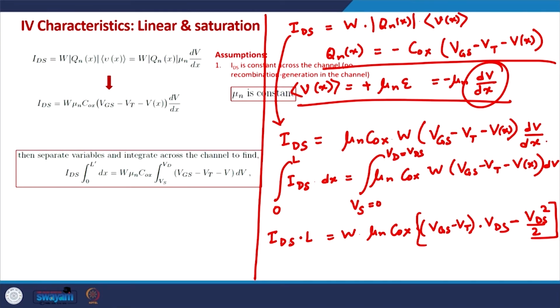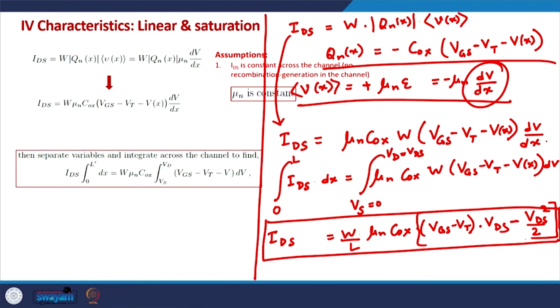So, this is the general expression of the current. This L can be taken to the right hand side, and in that case it will become W by L. So, this is classically, traditionally the way IV characteristics of the MOSFET is derived.